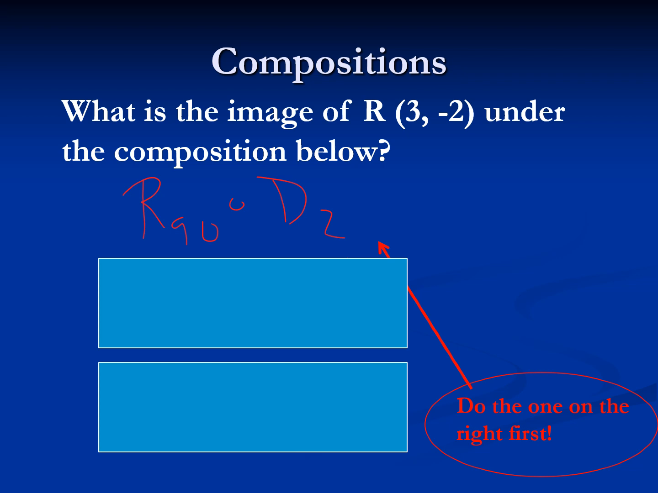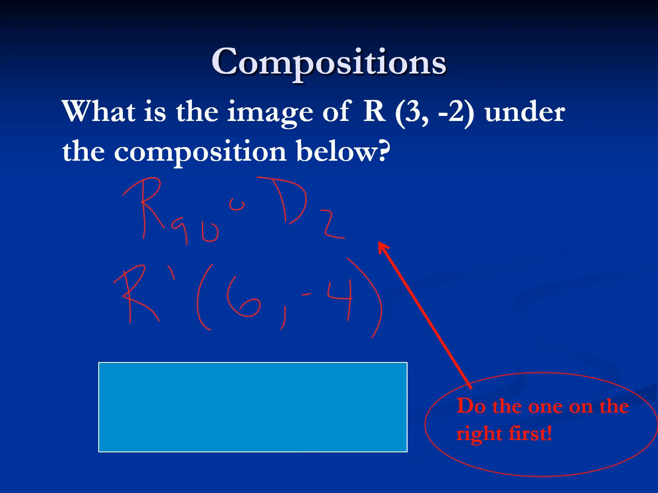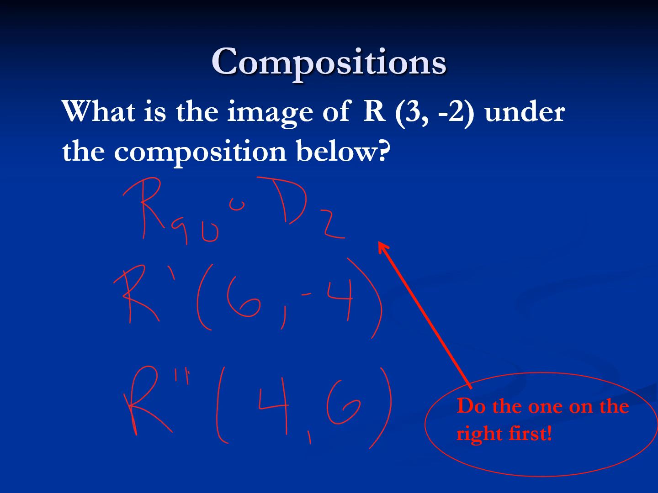So we would do the following. To find r prime, we would dilate by 2, so 6, negative 4, because I multiplied both coordinate points by 2. And then I would rotate that point 90. I'm not going to go back to the original. And this would be called r double prime. So I'm now applying the rotation 90 rule. I switch them and change the sign of the y to the prime point. So you get 2 images. You start with your pre-image, you get your first image, you get your second image based off of the prime, not back to the original.